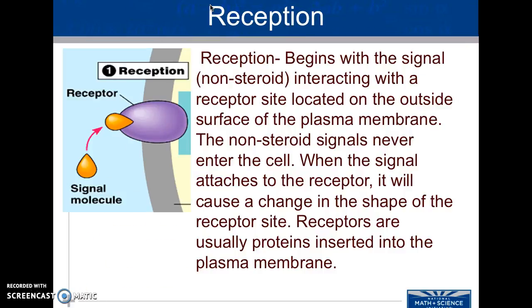In non-steroid hormones, so protein hormones, reception begins with the signal or the hormone interacting with the receptor site on the surface of the cell, embedded in the plasma membrane. The non-steroid signals don't ever enter the cell. When it attaches to the receptor, it causes a change in shape of the receptor site, much like the enzyme with its activation site. The receptors are usually proteins inserted into the membrane, which we've talked about.